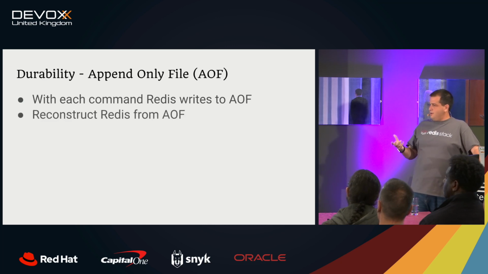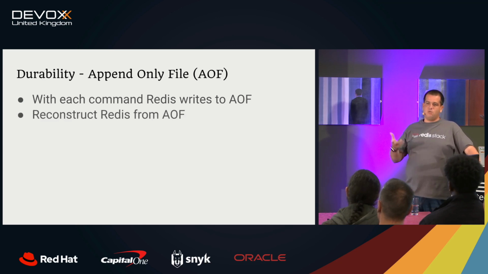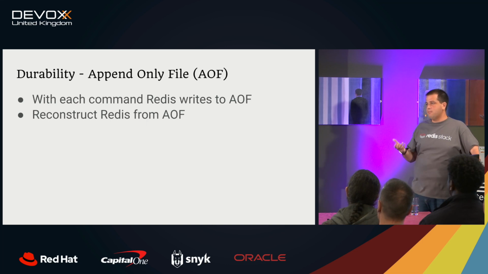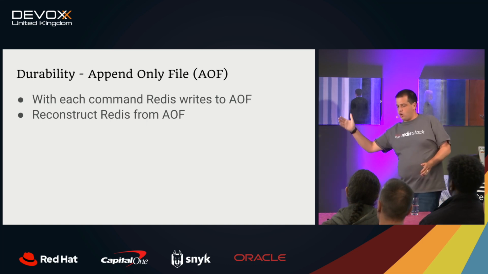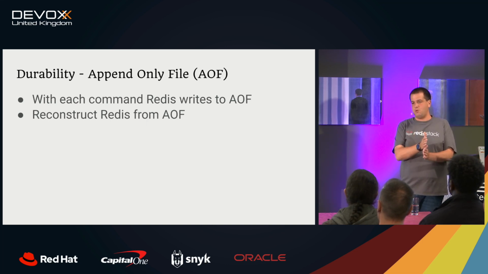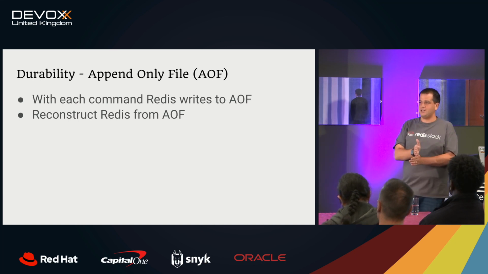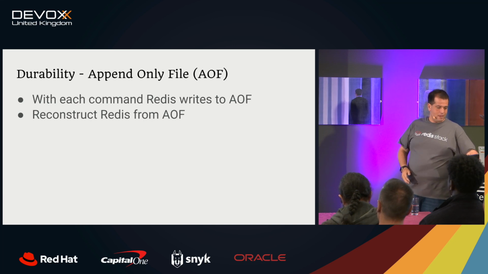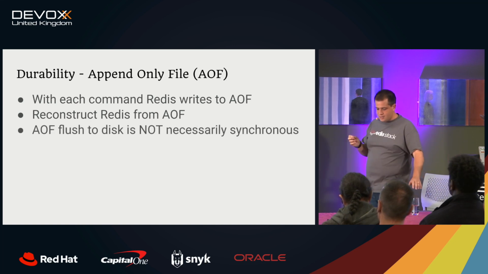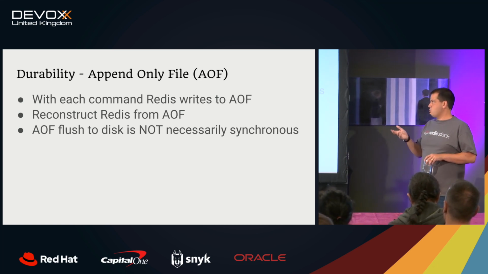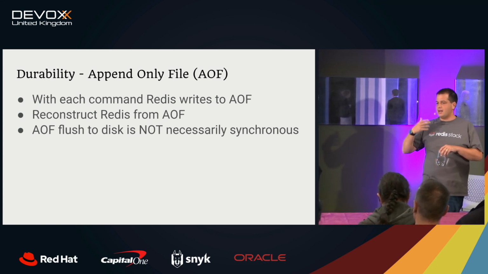And then if there is a disaster and Redis breaks down or your server dies or something, you could basically just reload Redis from the AOF file. Redis is just going to run through all of the commands that you issued up to that point, with some compaction, to get you back to the state that you were in beforehand. Now, the trade-off is that the AOF file isn't always flushed to the disk constantly.